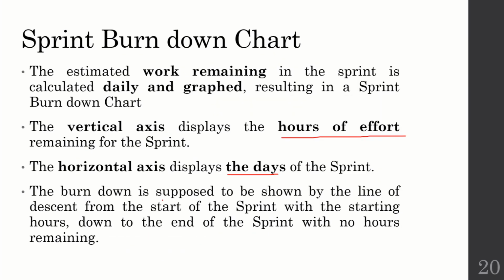And the final point is showing you the behavior of the burn down chart, that it is supposed to be shown by a line of descent from the start of the sprint with the starting hours and down to the end of the sprint with no hours remaining. Here the descent basically is showing you the drop in the graph or the fall in the graph.